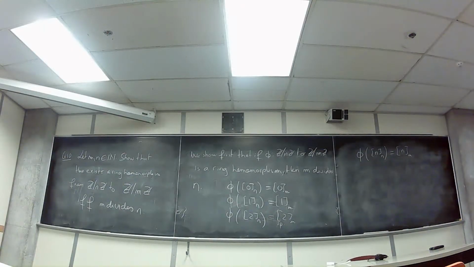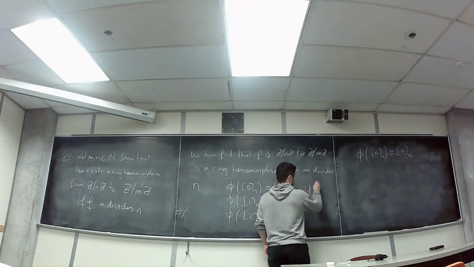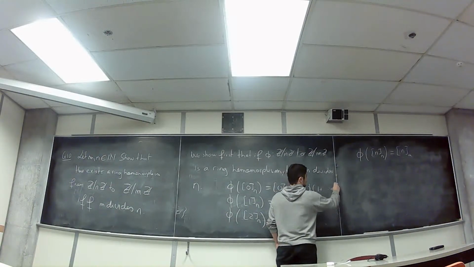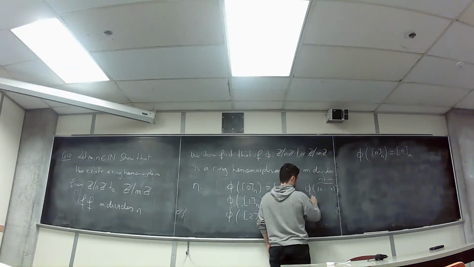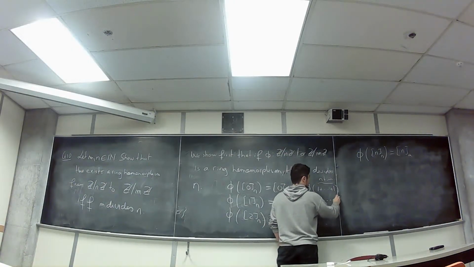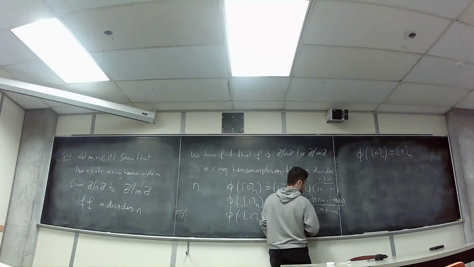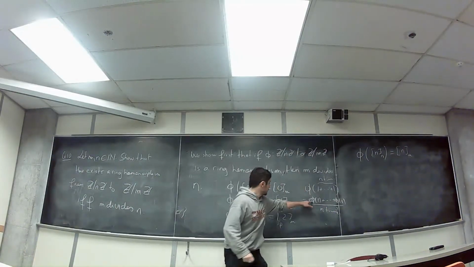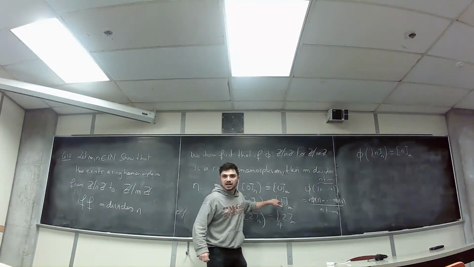So let's repeat once more. What is phi of 1 plus phi of 1, m times? This is just phi of 1 plus phi of 1, m times. Agree? Now, what is phi of 1? This is just 1 mod n, m times. This is just m mod n.